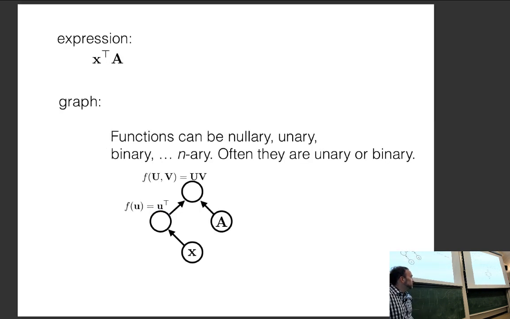Functions can be nullary, so this would be an example of a nullary function. It has no inputs. They can be unary. They can be binary. So let's say we have something which is a matrix multiply function. You will have the matrix on the left, and you'll have the matrix on the right.